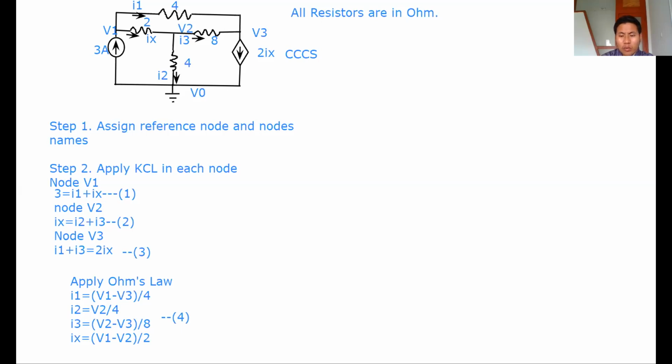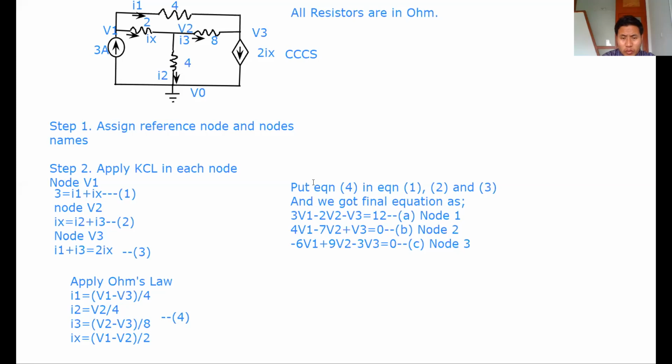Once we got the fourth equation, we have to substitute it in our node equations, which are in the form of current. We are substituting equation 4 in equations 1, 2, and 3. And then we get the final equations like this. For example, 3v1 minus 2v2 minus v3 is equal to 12. We are naming these equations A, B, and C. Equation A we obtain from node 1, equation B from node 2, and this equation from node 3.